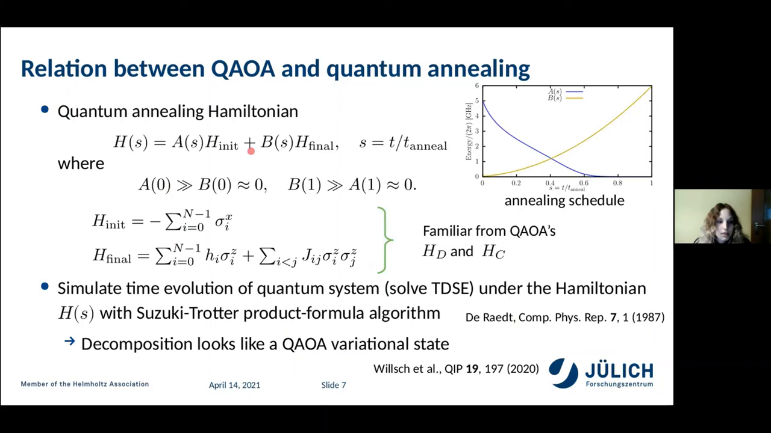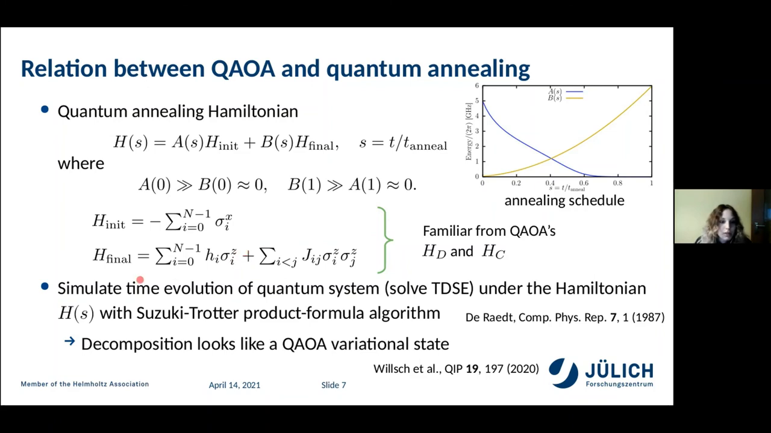And then this Hamiltonian looks like this. So we have the initial Hamiltonian and the final Hamiltonian and two functions which interpolate between these. These have to satisfy these conditions so that we really start in the initial Hamiltonian and end in the final Hamiltonian. Here we have an annealing schedule where we see the functions A and B. They are taken from the D-Wave annealing schedule, and we also use this scheme for our work. So how do these initial and final Hamiltonians look like? Quite often they look like this, and this is actually the same as for the QAOA on the other slide. So quite often those Hamiltonians look the same.